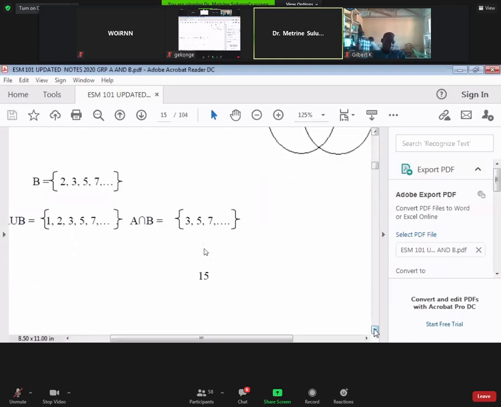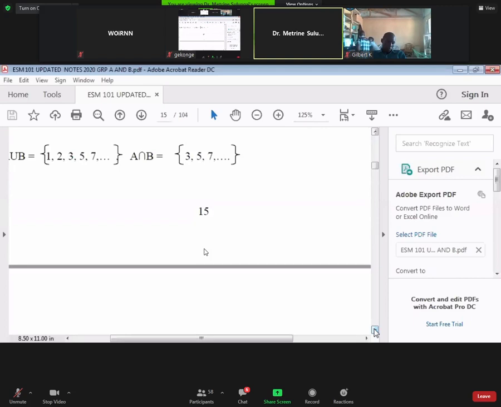In the union, I said we have first years, we have students who are, let's say, B.Ed. Science. We also have students who are B.Ed. Arts. So when we're interested in the union, I'm simply saying we are putting all the first years, both the B.Ed. Arts and the B.Ed. Science, together to give us a union. But what about intersection?